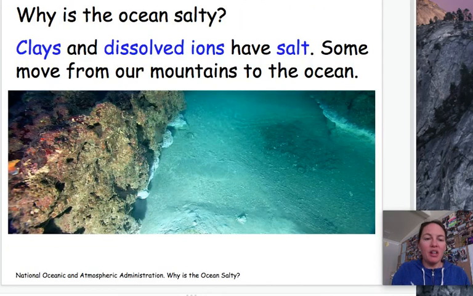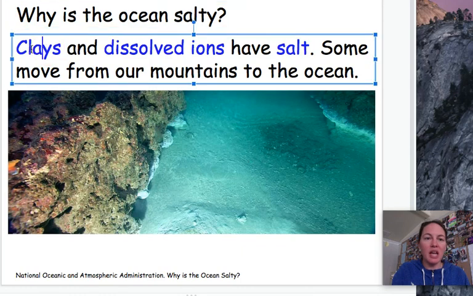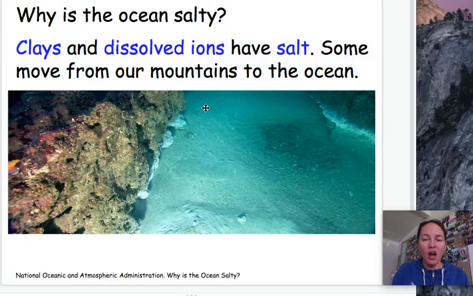So one final thing to think about is, why is the ocean salty? It's because those clays and the dissolved ions have salt, and some of them are actually carried by our rivers all the way down to the ocean. If the ions are dissolved enough in the water, that salt can actually go from the mountains around Bishop all the way to the ocean, and that's what makes it salty.